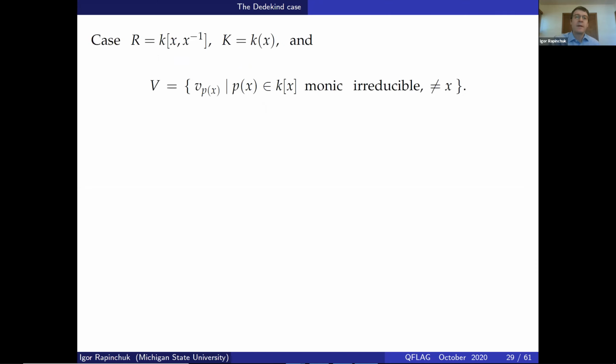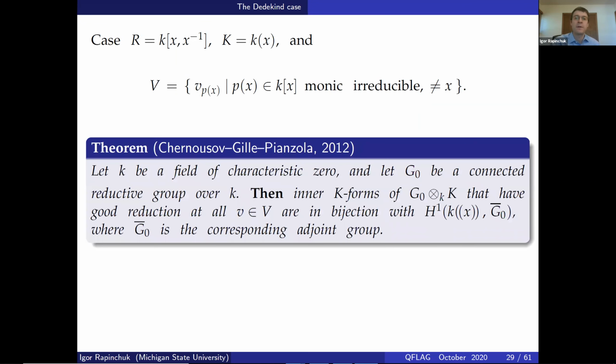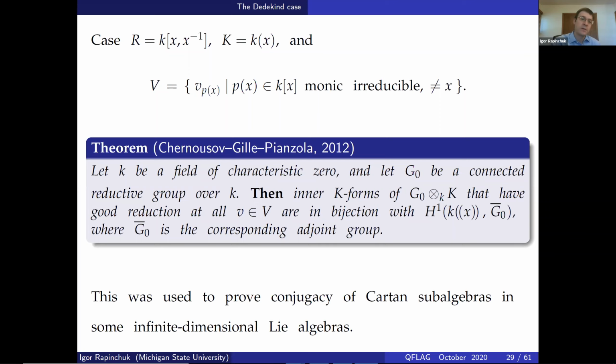Okay, so as I said, this is derived from their description of torsors over the affine line. More recently, a similar problem was studied by Chernousov, Gille and Pianzola over the punctured affine line. Although I'm not going to go into the details, from their results, one can derive a cohomological description of the inner forms of a reductive group having good reduction.